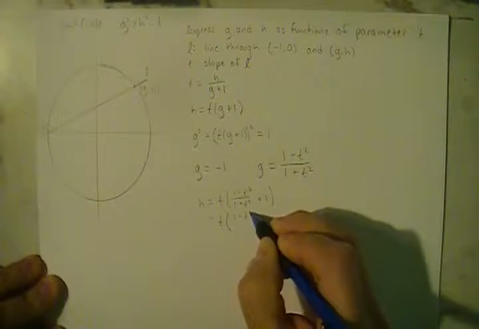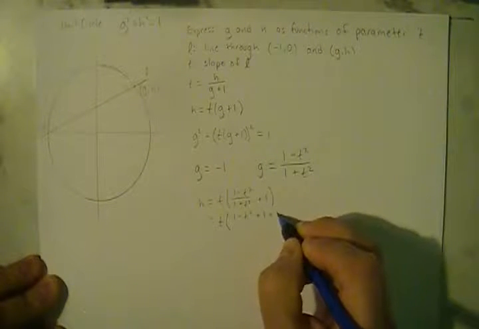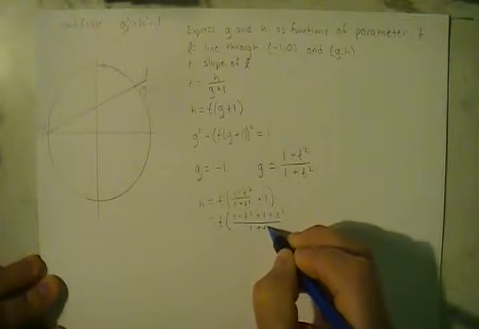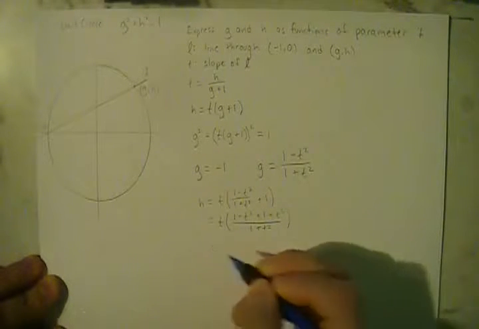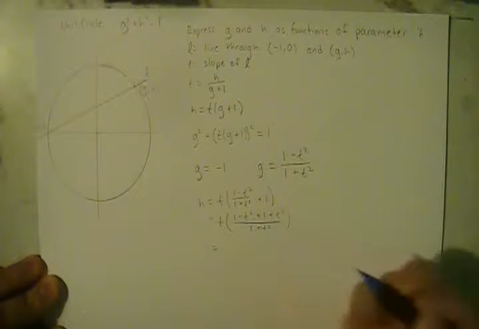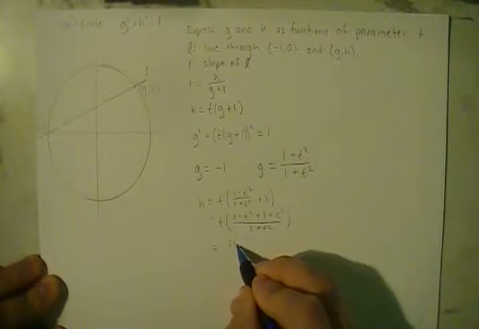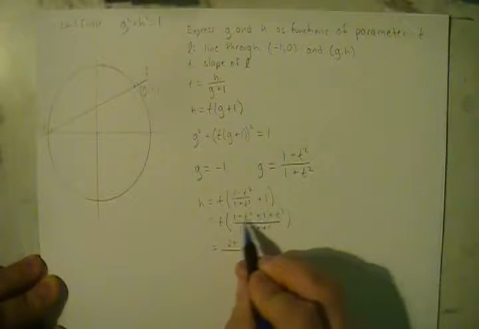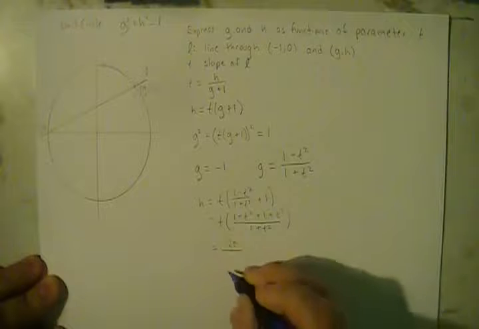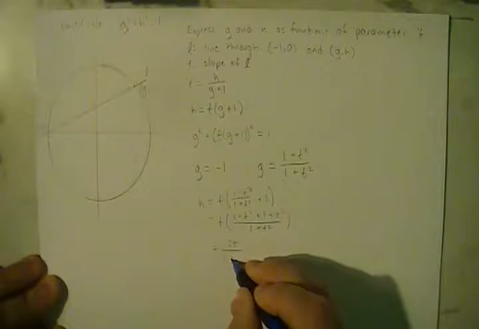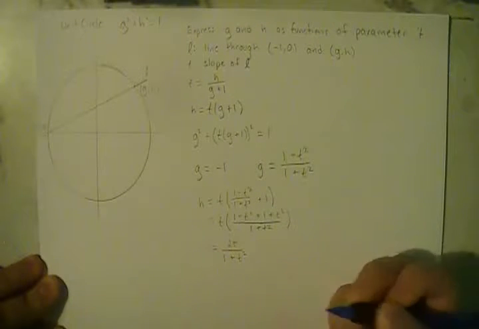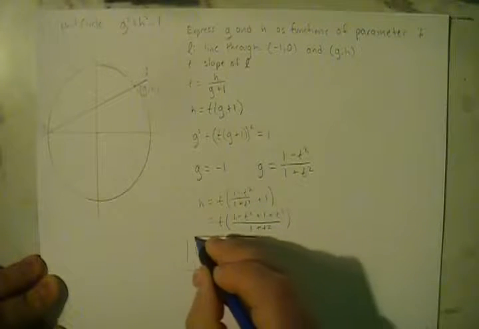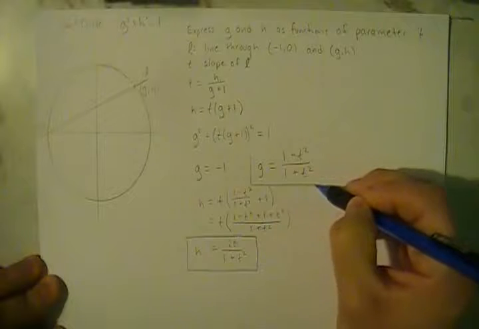So this is 1 minus t squared plus 1 plus t squared divided by 1 plus t squared. T squared minus t squared, and I'm left with 2t divided by, once I multiply the t in, I'm left with 2 in the numerator, and multiply the t in there, and I get 2t, and 1 plus t squared. Alright, so now this is h and g.